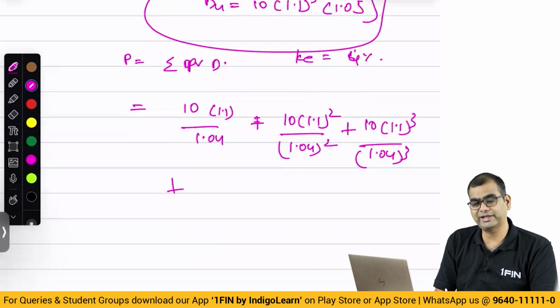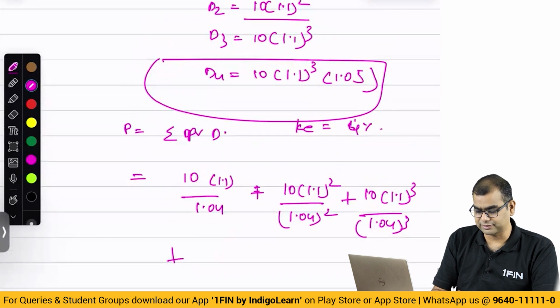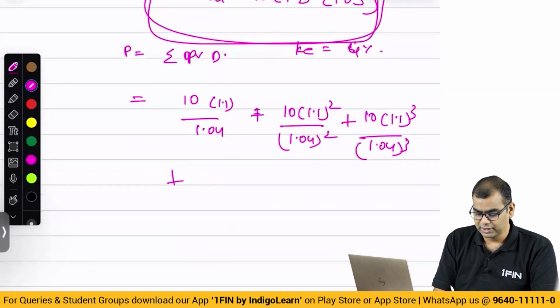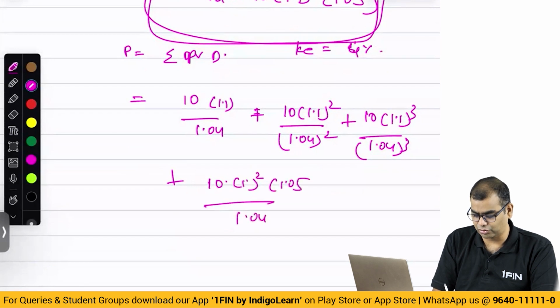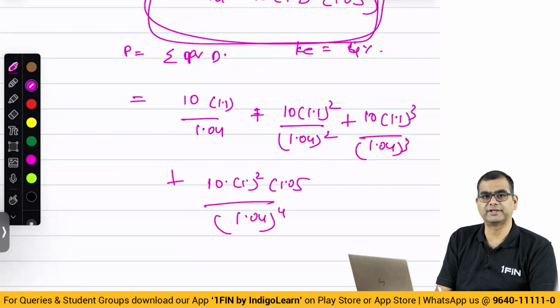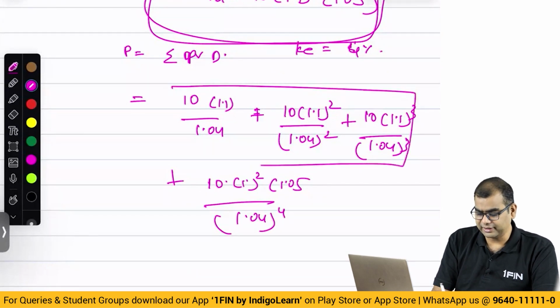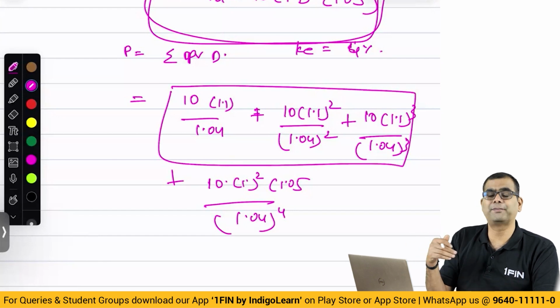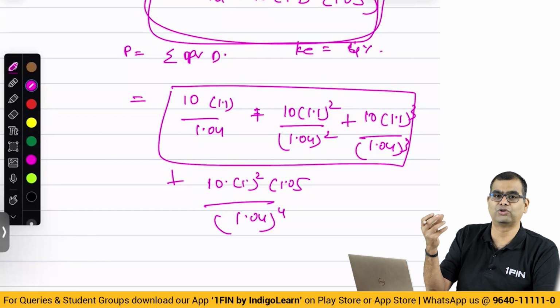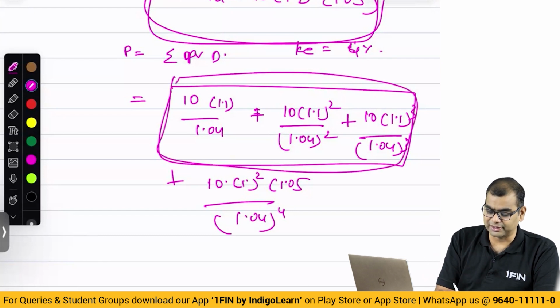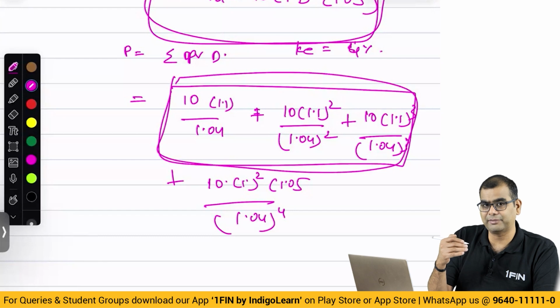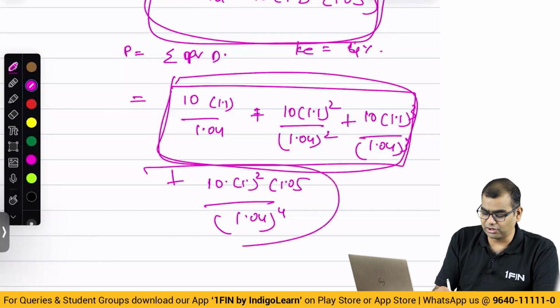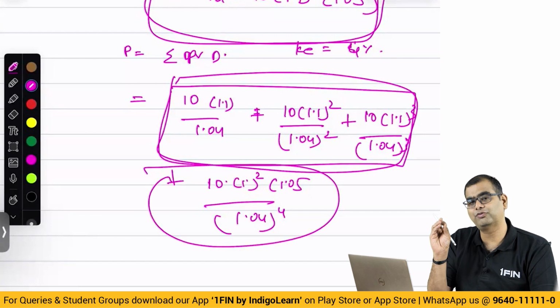So what do you do? You have to arrive at the value of the 4th year dividend. From the 4th year it is constant, no? So D4, which is 10 into 1.1 whole cube into 1.05 by 1.04 whole power 4, is the 4th year dividend. If you do till here, you have taken values of all dividends till year 3. Year 4 onwards reflects the price as on 4th year. So these three are the element of the price for the next 3 years' dividend. From here onwards, it is that part of the price pertaining to the 4th year dividend.